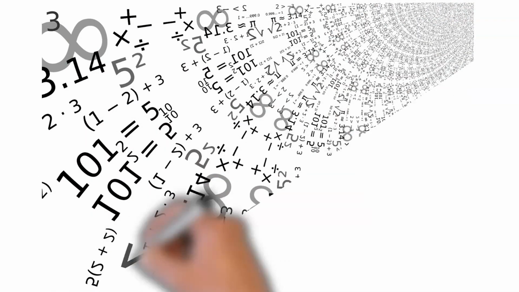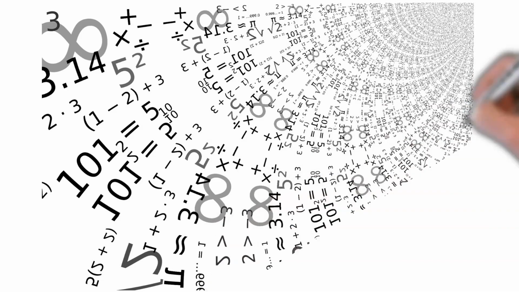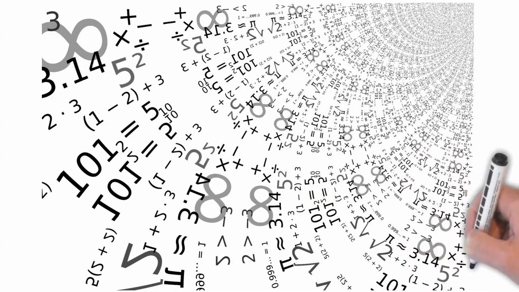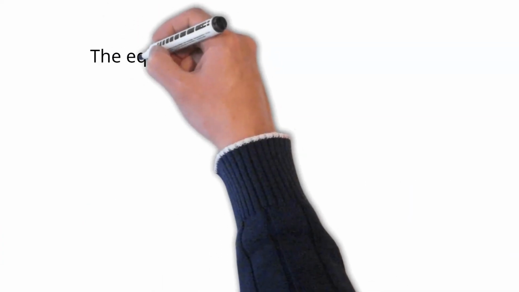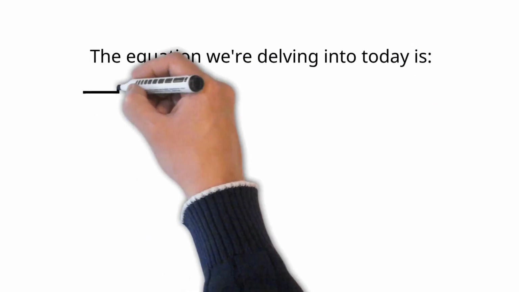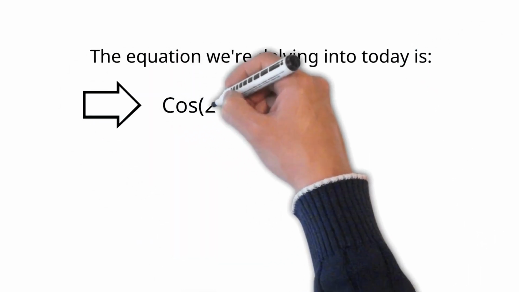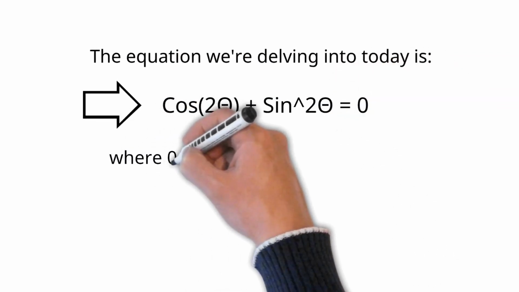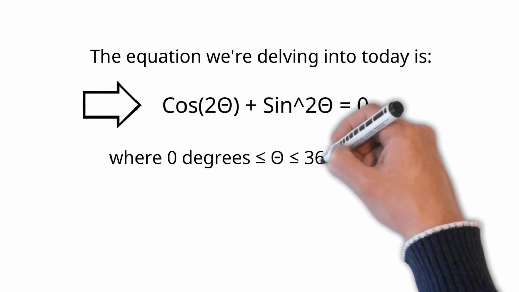Today, we have a fascinating equation to solve together. It involves trigonometry and angles, so get ready to unlock the secrets of trigonometric identities. Let's dive right in. The equation we're delving into today is cosine 2 theta plus sine squared theta equals 0, where 0 degrees is less than or equal to theta, which is less than or equal to 360 degrees.